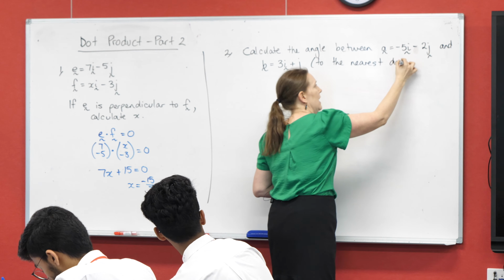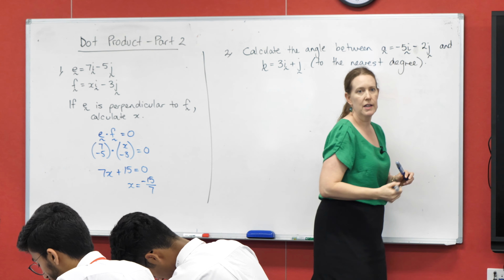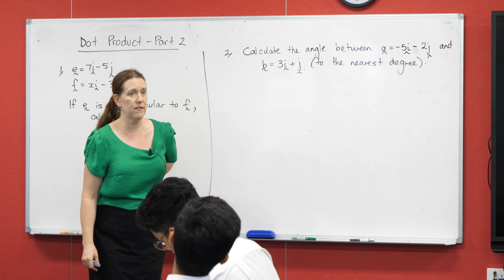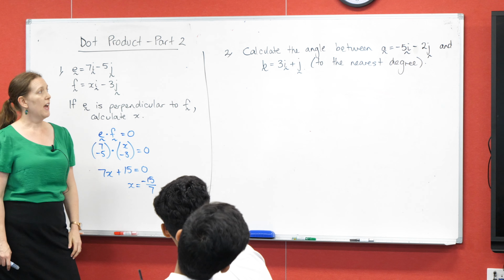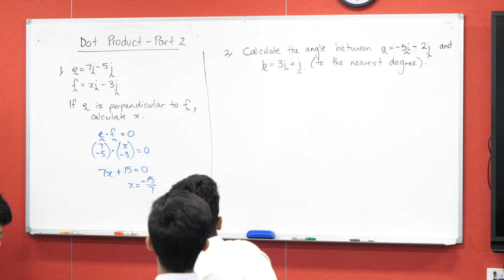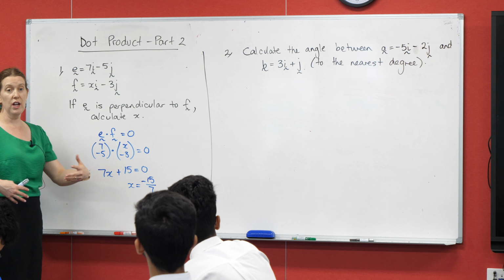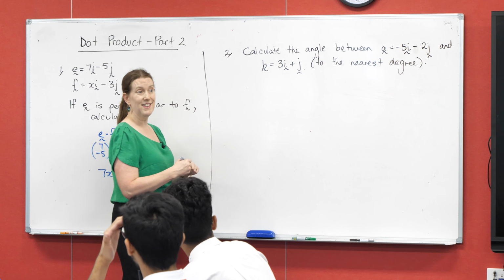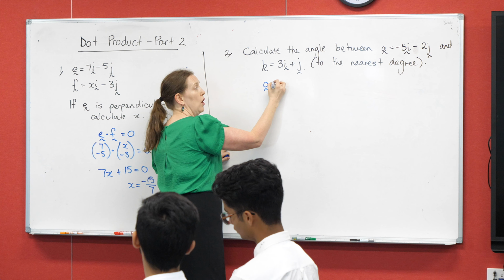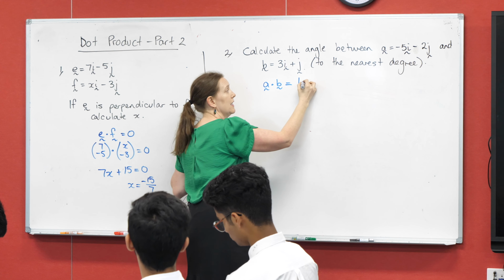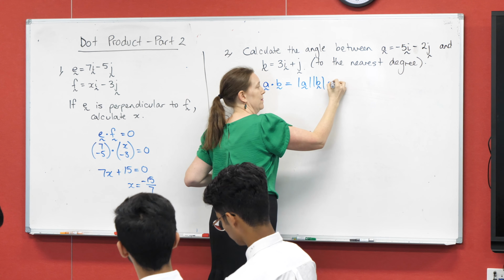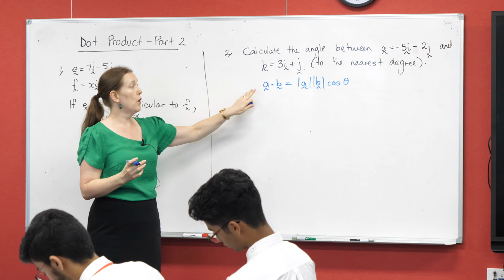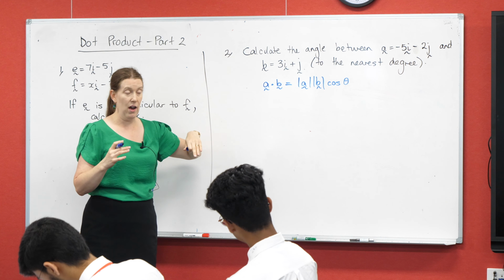Alrighty, a slightly different version of dot product. Who wants to have a go at this one and talk me through? Even if you want to just get started. Calculate the angle between these two vectors to the nearest degree. Which version are we going to use? The theta one. So we're going to have A dot B equals, and we actually want to solve for cos theta. So the way I would do this is to set them out with each of the components.